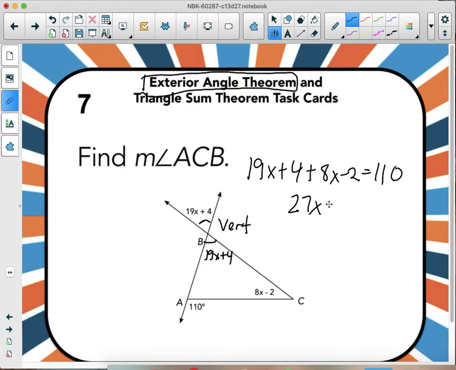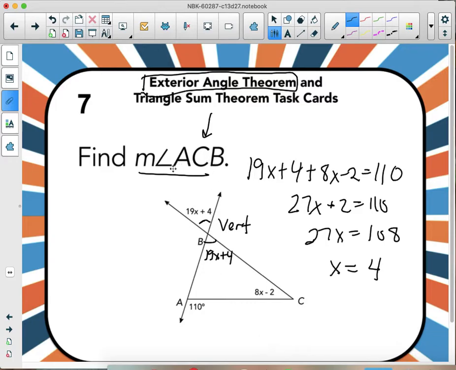X, 4 and negative 2 get me plus 2 equals 110. We continue solving, we subtract the 2, so we get 108. And then when I divide both sides by 27, we get 4. Okay. Again, I look back up here. Is that what they asked me for? Nope. They asked me for a specific angle.